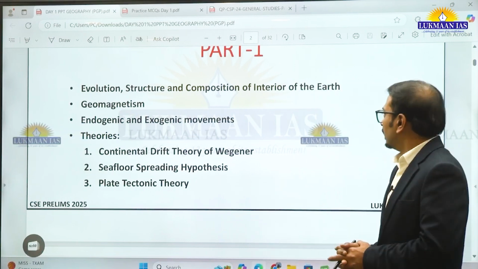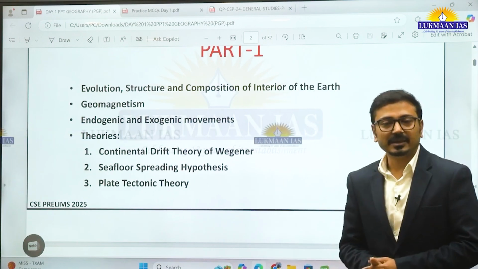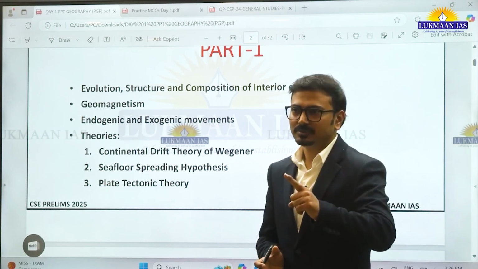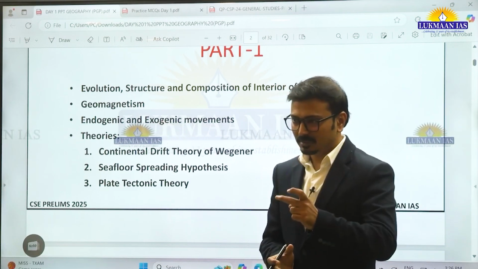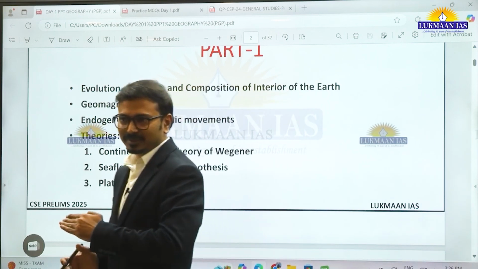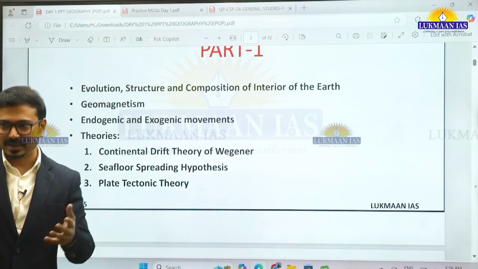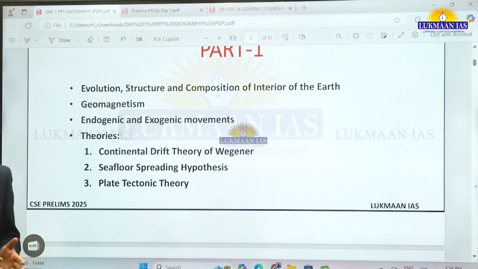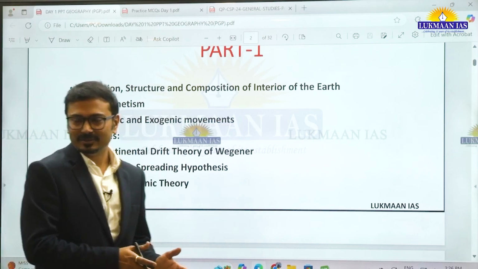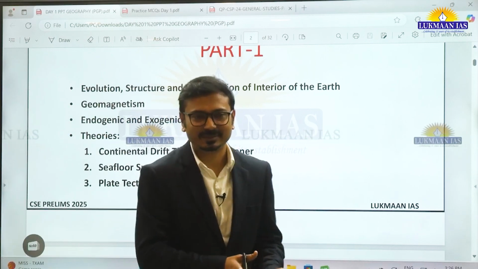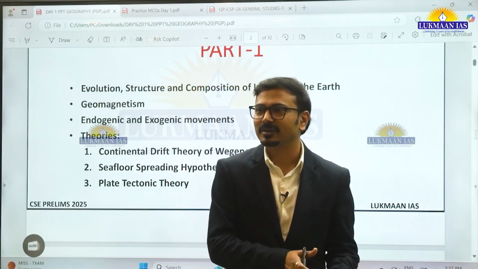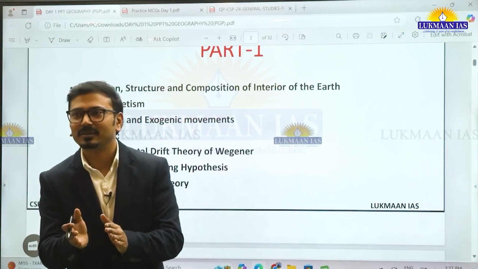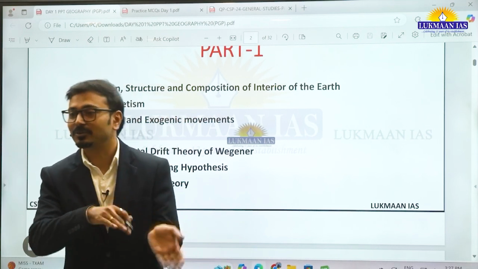Now geomagnetism, why are we saying this? In the 2022 prelims examination there was a question on solar storms, or geomagnetic storm, and its effect. 7 points were given. Through the elimination method one can easily attempt that. But in the 2024 mains examination, what did they ask? Aurora formation. I always tell students to take a cue from prelims for mains, from prelims for mains.